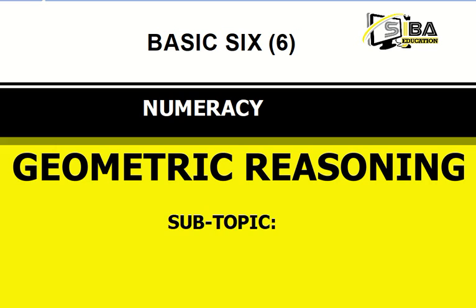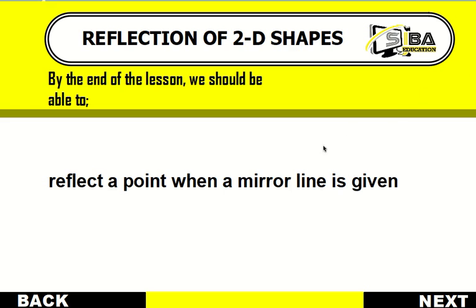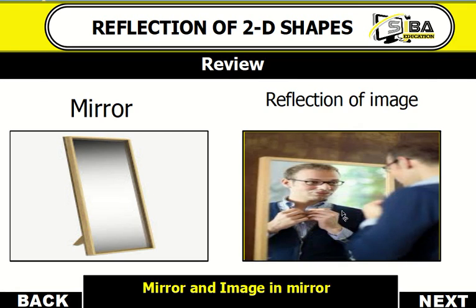By the end of today's lesson, you should be able to reflect a point when a mirror line is given. Now, let's identify the object here. We have a mirror and we have reflection in a mirror.